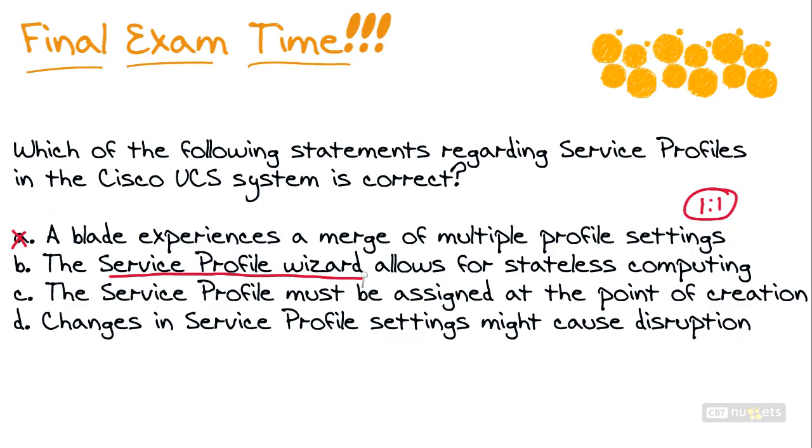C, the service profile must be assigned at the point of creation. Well, we know that's not true. You can create your service profile and then assign it later, easily in the UCS Manager. D, changes in service profile settings might cause disruption. I love it. Yeah, there are settings that we might manipulate that cause a reboot of the compute node. That would be a disruption. So D is correct.